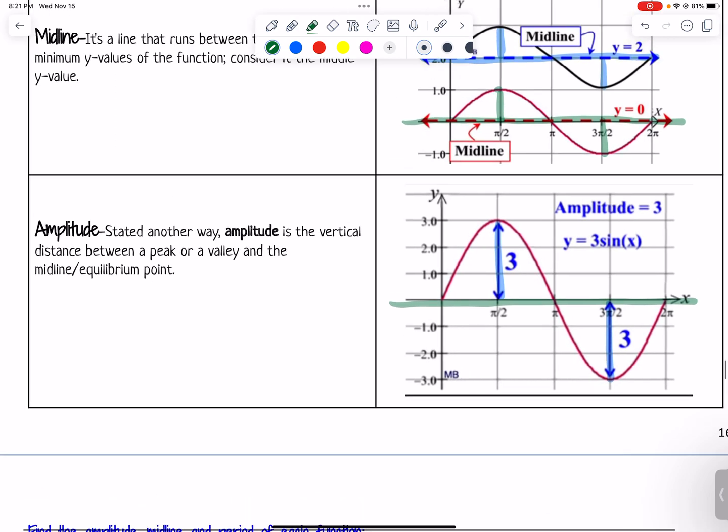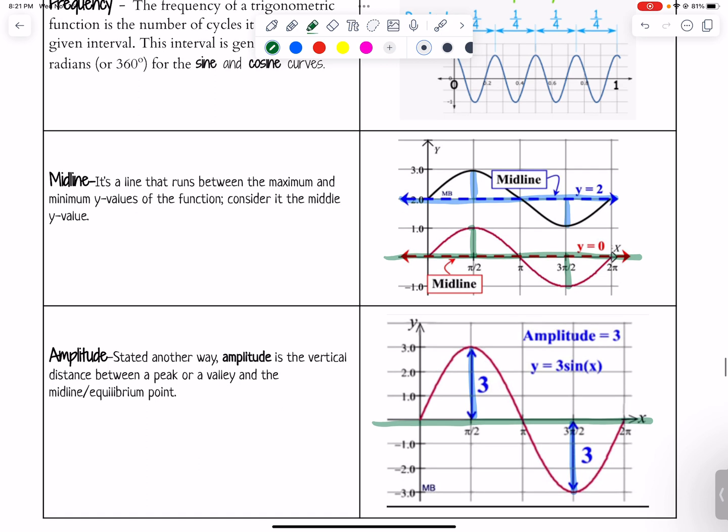All right, so we will look at the rest of these together. Those are the notes for graphing sine and cosine.